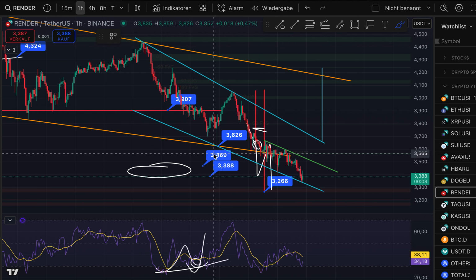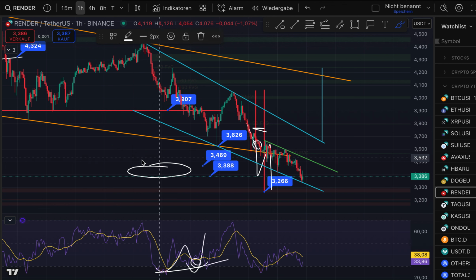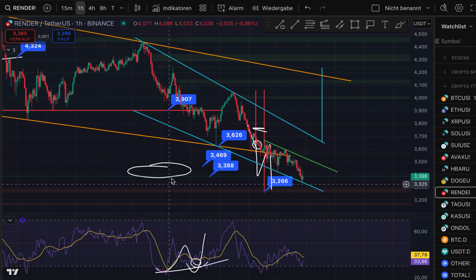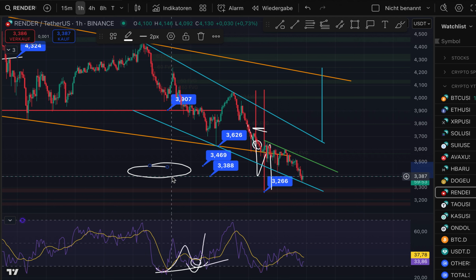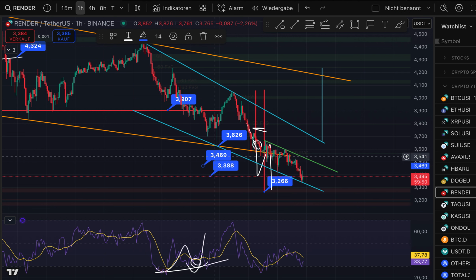So we have said about Render that the area between $3.47 to $3.38 is going to be the target. There was a fair value gap. You can see it right here where I've put the circle. We just filled that fair value gap. That's why it's out of the chart. Before it was a big red box. I can take this one out because we went into that area.